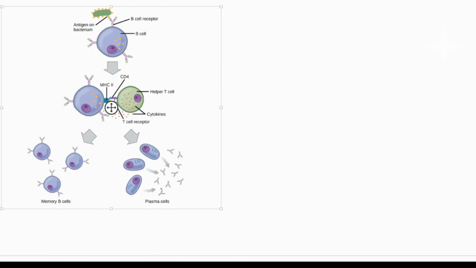Okay. And what are the memory cells? Those cells which do not react directly with the antigen but stay there in the blood. Okay, this is a simple one. The next one is the cell mediated one, which means the T cells, or how T cells help B cells to kill the pathogen.